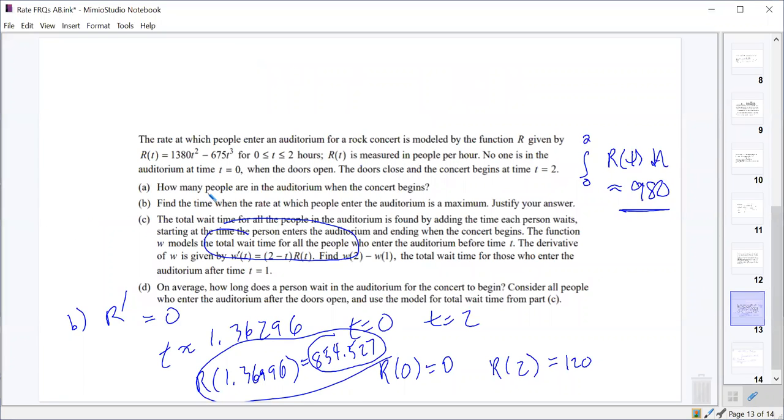How do I enter that part into my calculator for part B? For part B, you would just find the derivative of this. It's a pretty easy derivative to find, 2,760t minus whatever that is. Find that derivative and then graph it and see where it crosses the x-axis. That is what you would do for part B. Yep. All right, any other questions from this one?